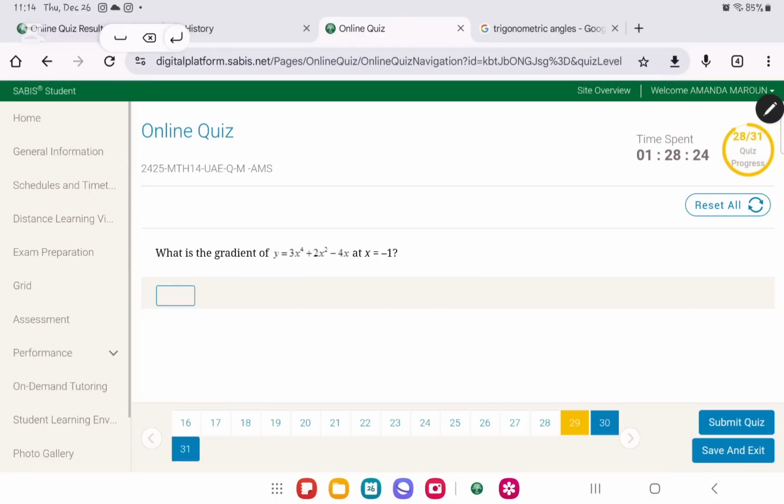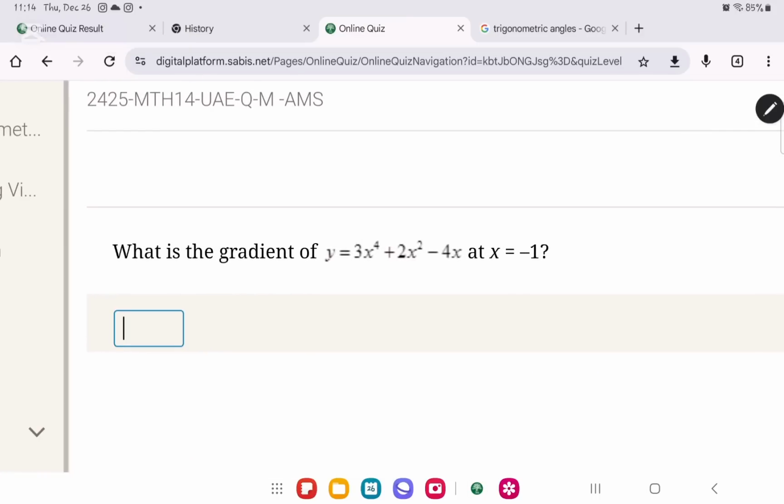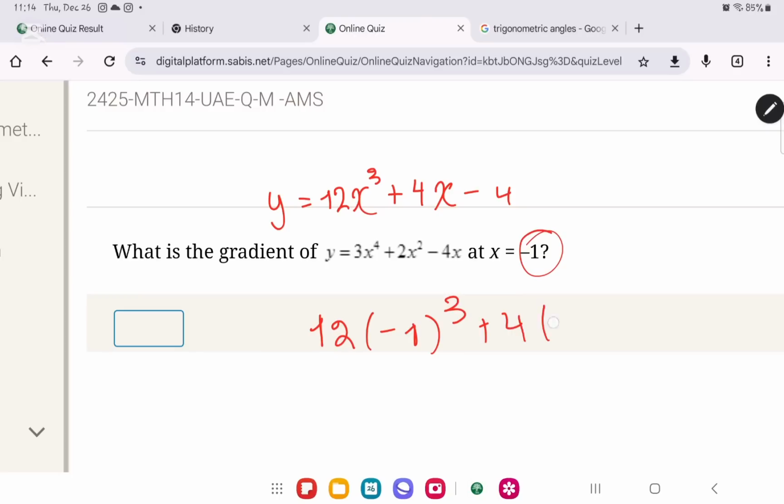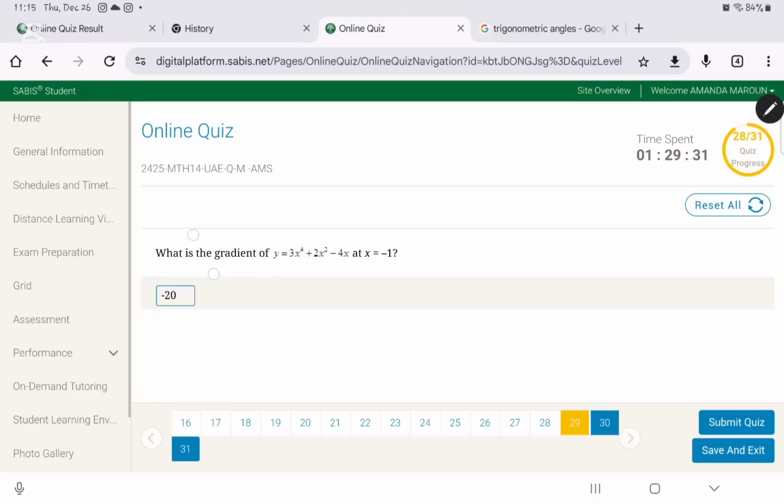Moving on to question number 29, it's the same case. The only thing we need to do is find the gradient, but we also need to find the derivative. So it is y is equal to 12x to the power of 3 plus 4x, okay, minus 4. And they told us to substitute minus 1. So it becomes 12 times minus 1 to the power of 3 plus 4 times minus 1, minus 4. So minus 12, minus 4, minus 4. So that leaves us with an answer of minus 20. So the gradient or the slope is basically minus 20.